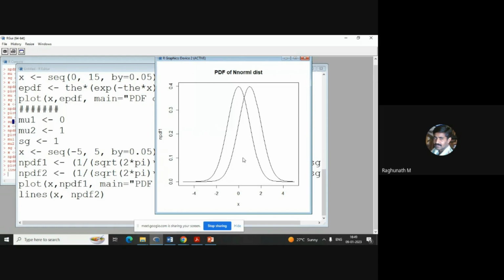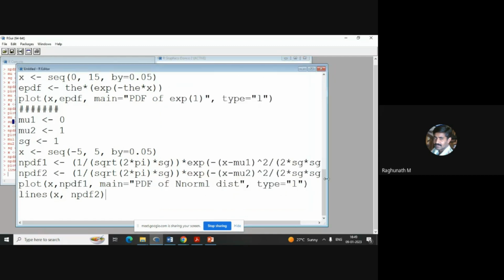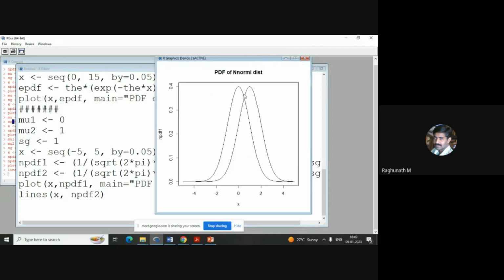So you can add as many lines as you want for different values of mu, and you can see how the location shift is happening in the normal distribution. Also, here I have given type equal to L. There are different other things also. You can add colors and give different colors for this, so that you can see in any of the standard R books. When you go for the plots, there are still more functions and more things that can be applied. That part I will leave to you.